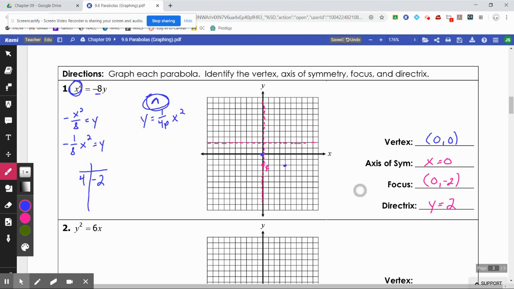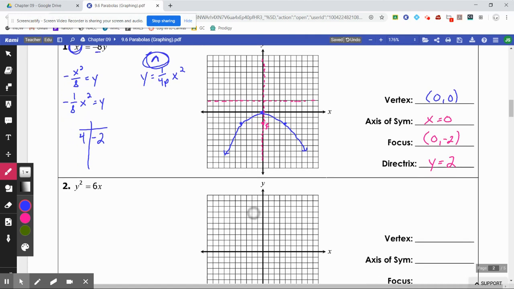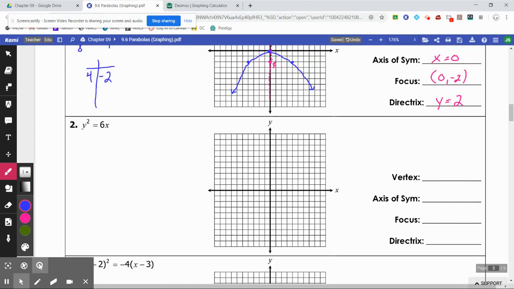Since I have an axis of symmetry here, I know I've got a point also over here at negative 4, negative 2. You can pick some more points if you'd like to, but I'm just going to go ahead and connect my dots. My parabola will look something, and these don't have to be exact. You can get more points if you'd like to get it more exact, but it'll look something like that. Okay, number 2. You have y squared equals 6x.